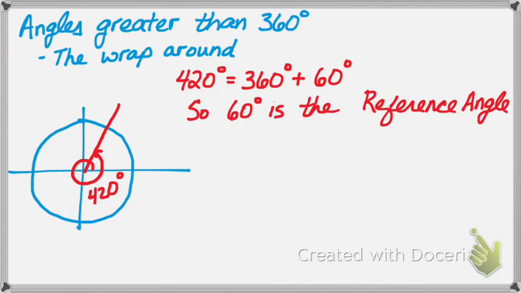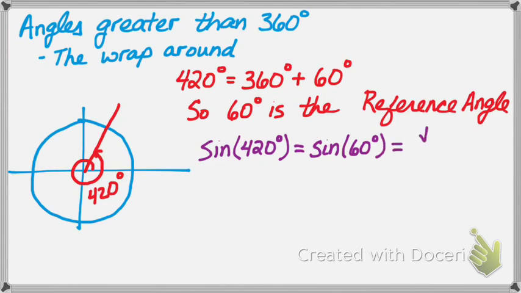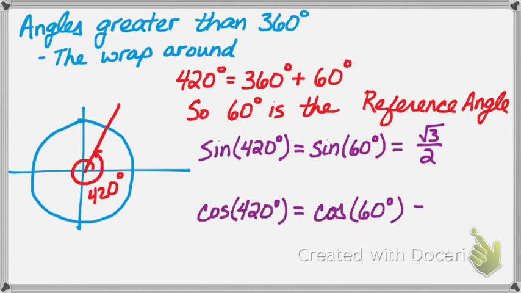Notice that 420 degrees is in the first quadrant. And so sine of 420 degrees is just equal to sine of 60 degrees, and that equals the square root of 3 over 2. And cosine of 420 degrees is the same as cosine of 60 degrees, and that equals a half. So this is how we find trig values for any angle.